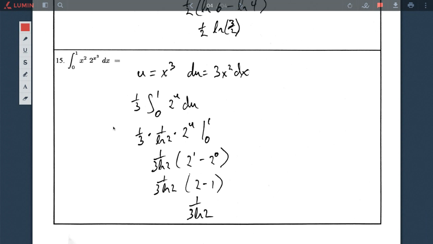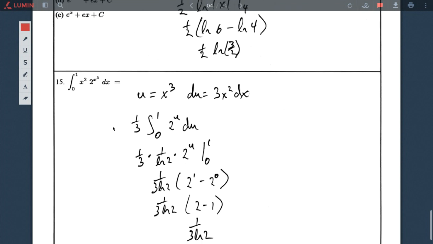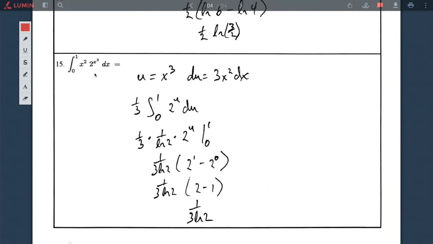All right, 15, last one. So we got another one of these exponential problems with the base other than e. So that means u needs to be my exponent, which is x cubed. The derivative of x cubed is 3x squared. I've got the x squared. I don't have a 3, so that means I need to put 1/3 out front. So then we have 2 to the u du.